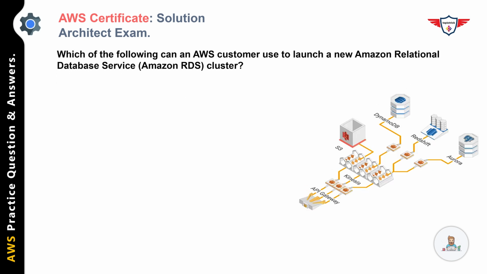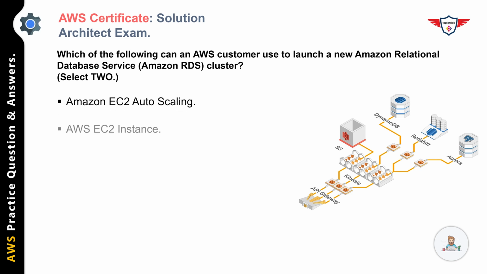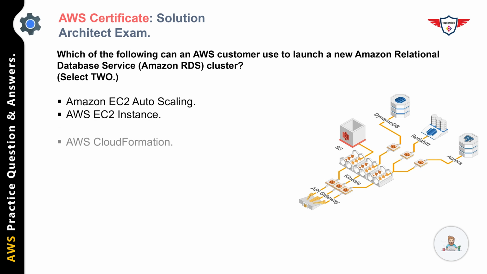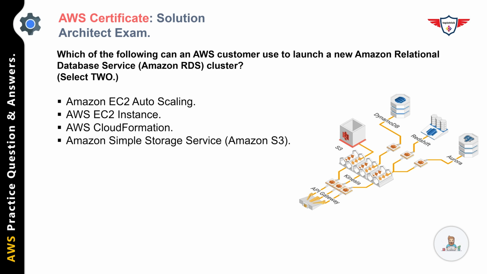Which of the following can an AWS customer use to launch a new Amazon RDS cluster? Your options are Amazon EC2 Auto Scaling, Amazon EC2 instance, AWS CloudFormation, Amazon Simple Storage Service, that is Amazon S3, and AWS Management Console. And your correct answer is AWS CloudFormation and AWS Management Console.